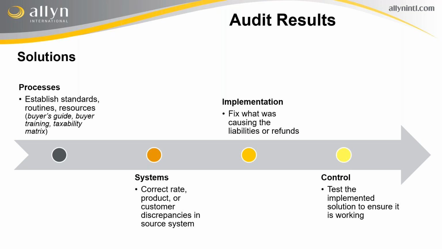For systems, verify tax rates, customer exemptions and statuses, and ensure product and state taxability are up to date in your systems. And then implement the solutions to the problems and make sure you stay in control of your tax burden. Test the implemented solution periodically. Make sure effective controls are in place and that they're working.